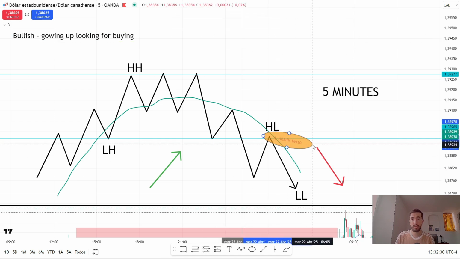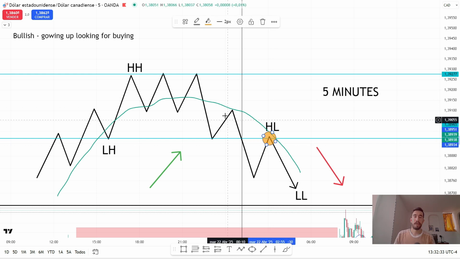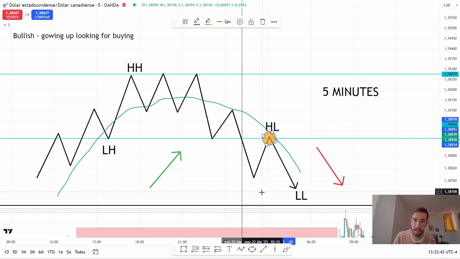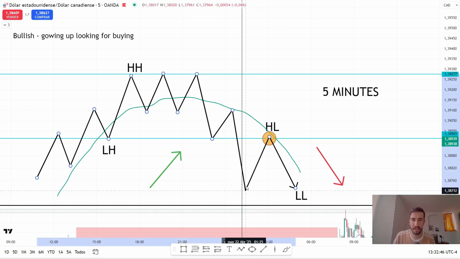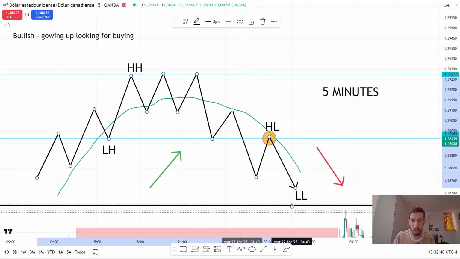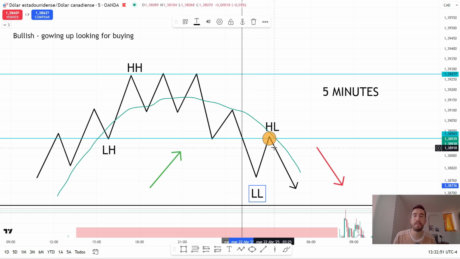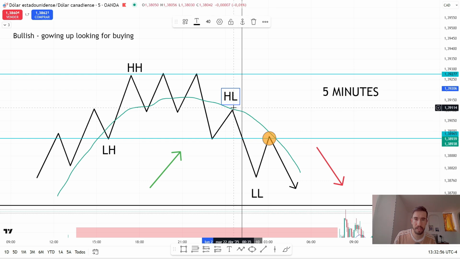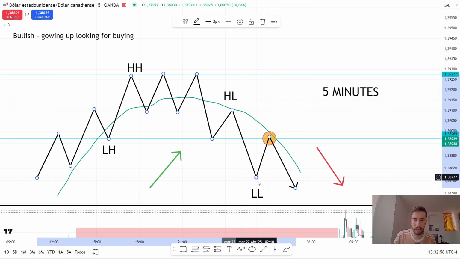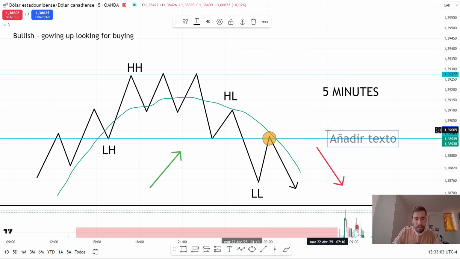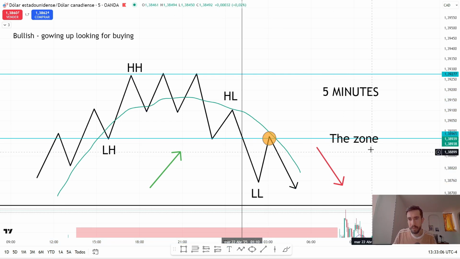So remember, just to summarize, I want to make this clear. The golden point that you are looking to enter your trade is when it breaks below the lower high, you let this drop develop to create a lower low, and when it comes back, which in this case when it breaks, this is the higher low, this is the lower low, and this will be the zone in the 5 minutes time frame.